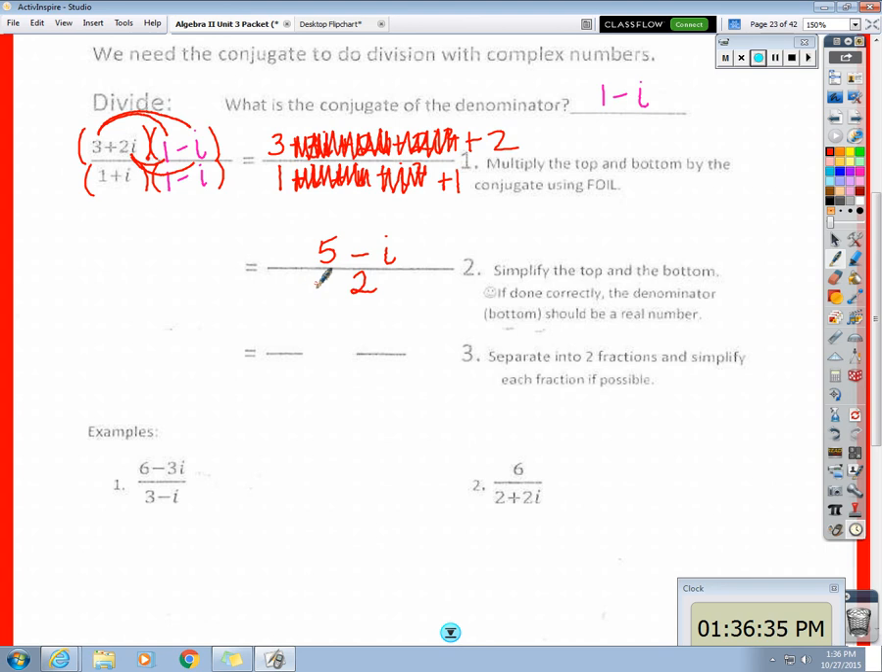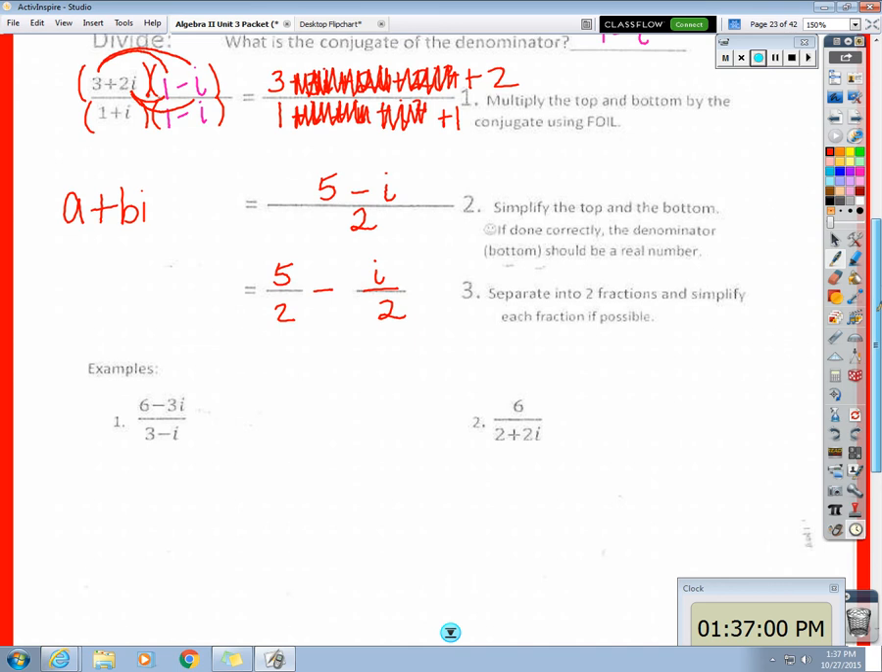Now, remember how we've talked about standard form is a plus bi? You have the real part and the complex part. So we have to split them apart and put the 5 over the 2, and then the minus i over 2. You have your real part and your complex number part.